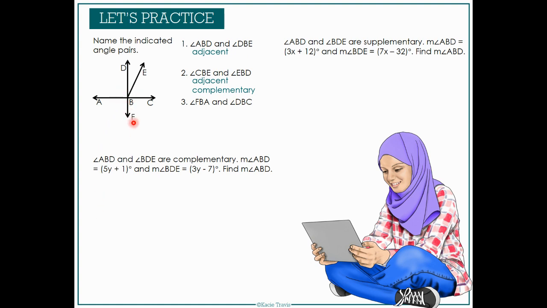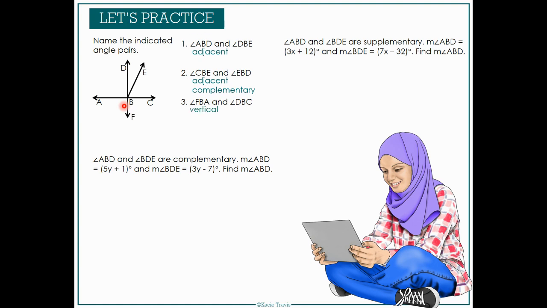Now, the next one we got angle FBA, which is this one here, and DBC. Now, they both share a vertex, but they're not next to each other. And when you look at the sides, those sides are going in opposite directions. They're made up of this opposite direction with these lines of these sides and these two lines with these sides. Since they're both going in opposite directions and they're intersecting, these two are going to be vertical angles.